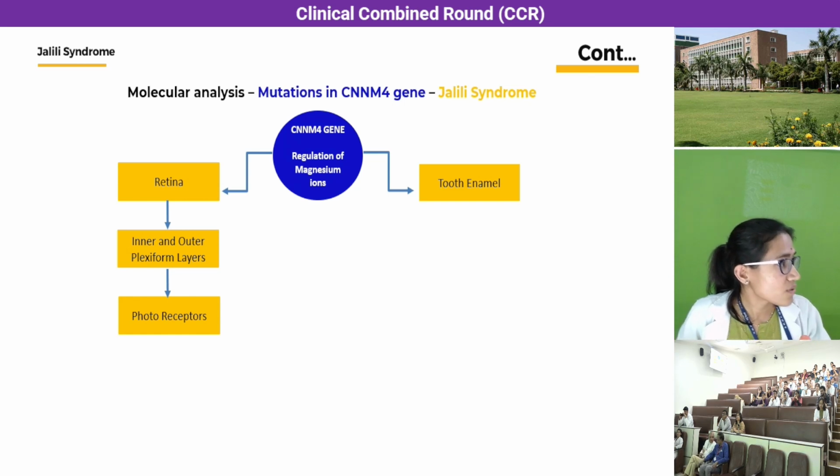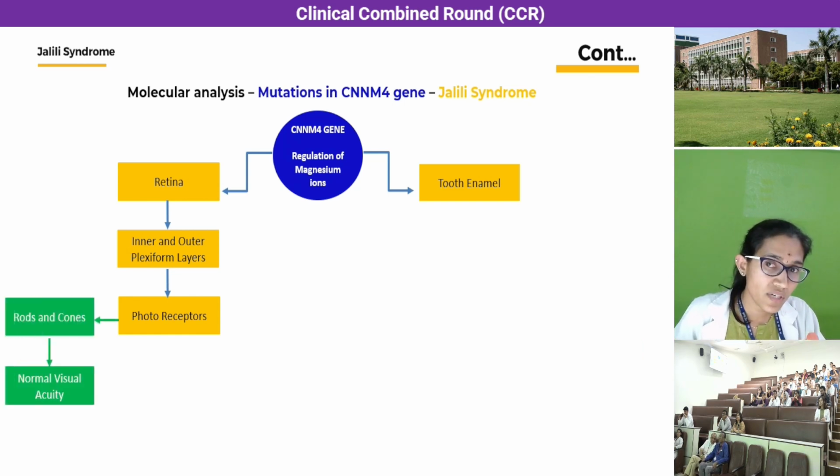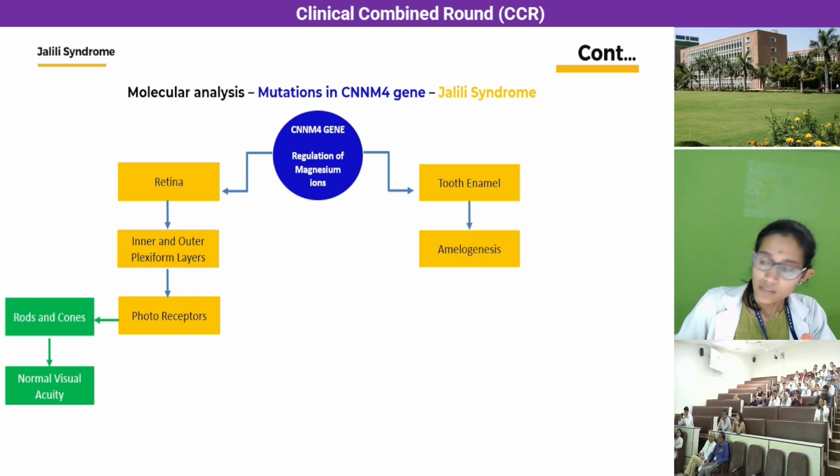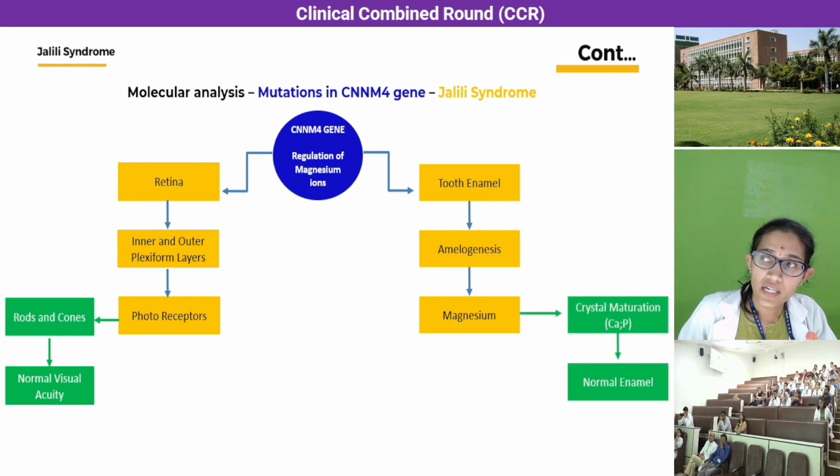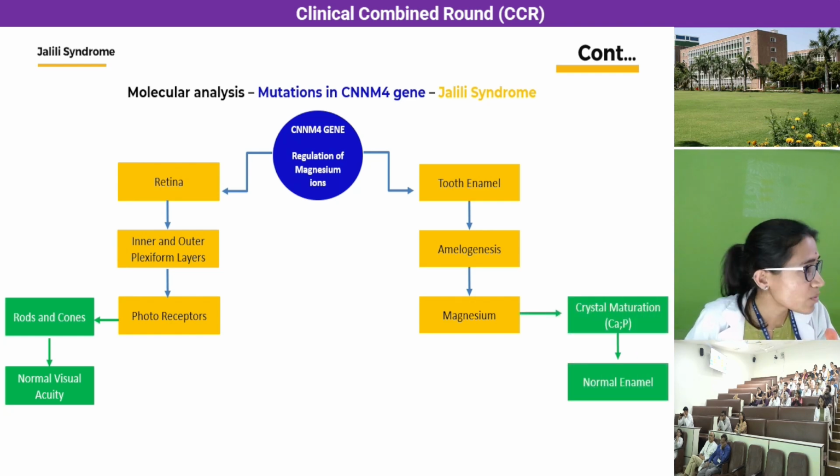So if there is no problem with this gene, the photoreceptors are normally developed, the rods and cones are normally developed, leading to normal visual acuity. In case of tooth, the tooth enamel is formed by amelogenesis, where magnesium plays a major role. So this CNNM4 gene also plays a major role in the regulation of magnesium. So if there is no problem with this gene, there will be a normal crystal maturation followed by normal enamel.